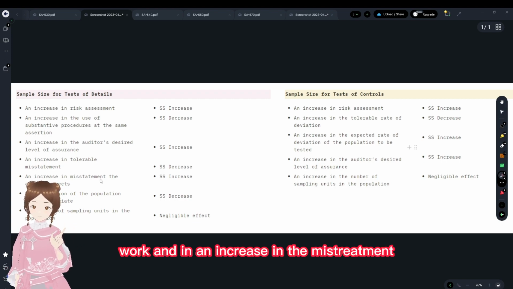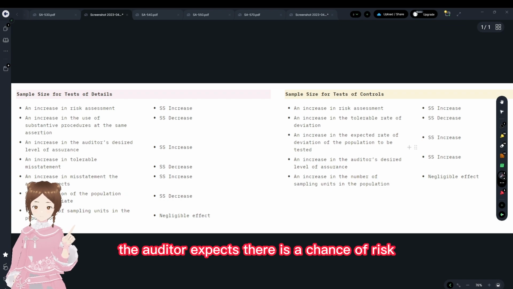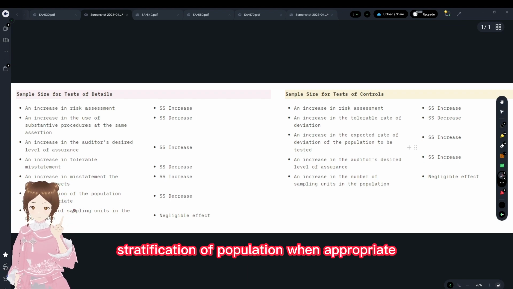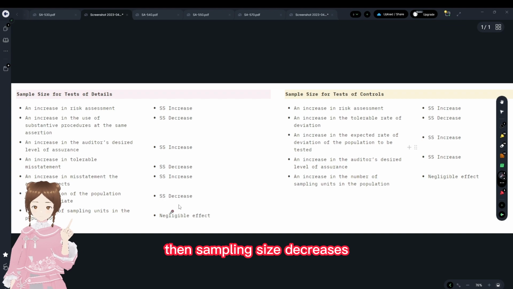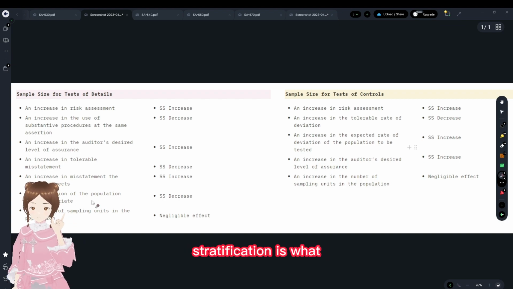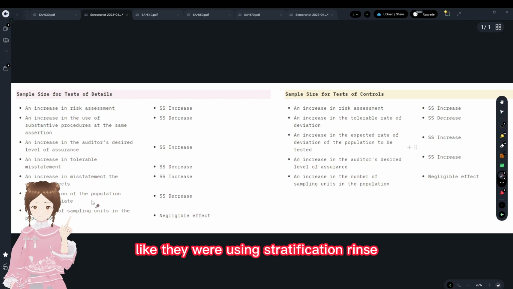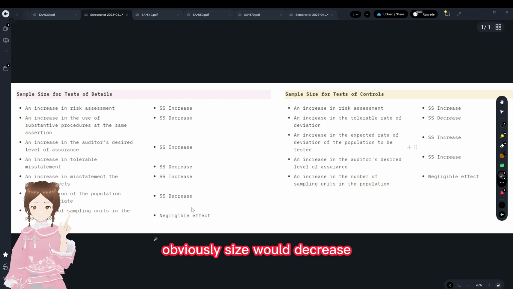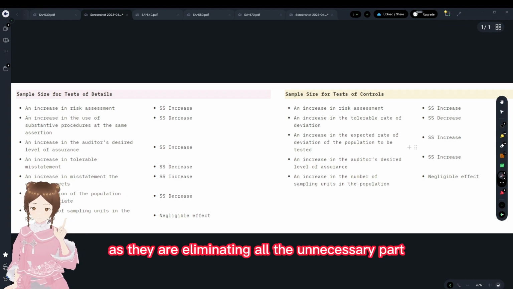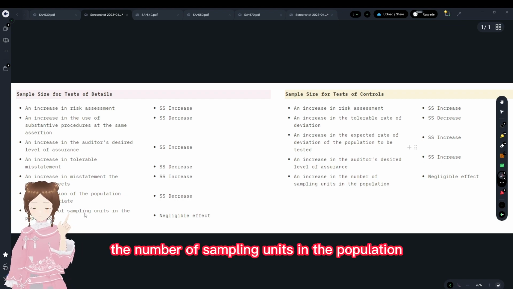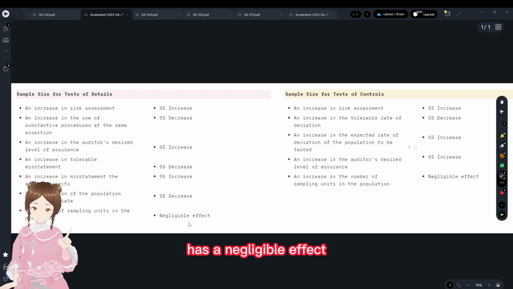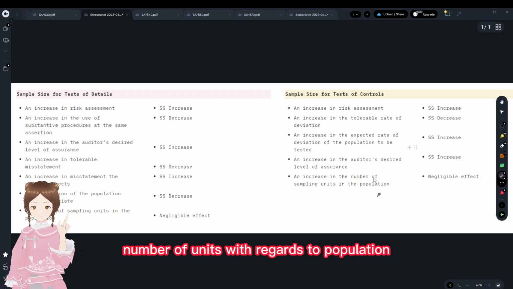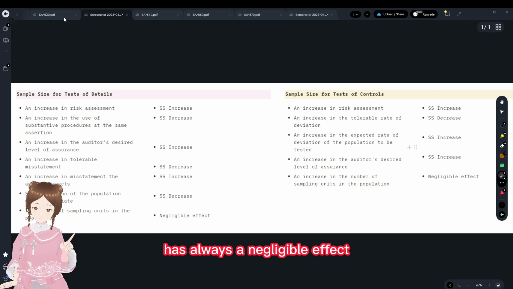And an increase in the misstatement the auditor expects, there is a chance of risk, so the sampling size would increase. Stratification of population when appropriate, then sampling size decreases. Stratification means they are grouping things, so obviously size would decrease as they are eliminating all the unnecessary part. The number of sampling units in the population has a negligible effect. The number of units in the population always has a negligible effect.